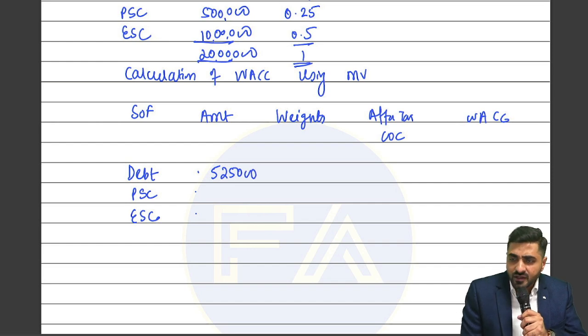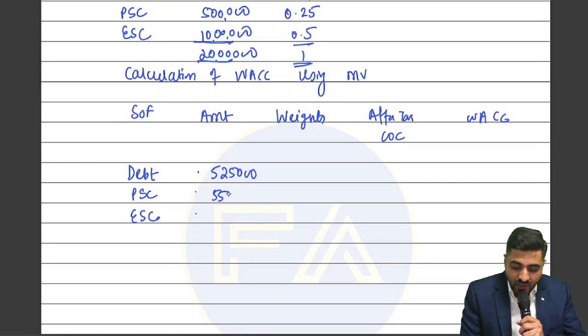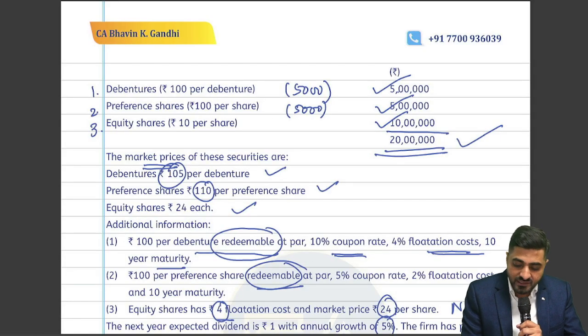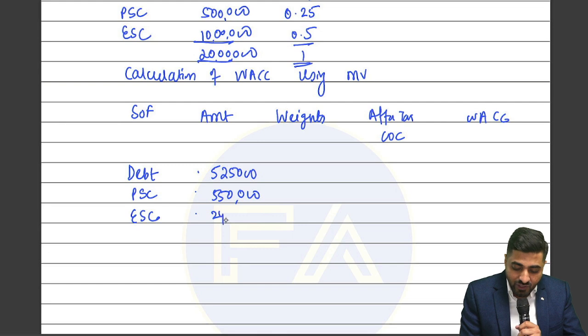Come on, yaar. What is the market price of the preference share? 110. Can you give me 5,000 multiplied by 110? How much is this going to be, beta? 5,50,000. And for equity, there are 1 lakh shares and the market price is what, beta? 24. So we should always write down the market values, that is 24.